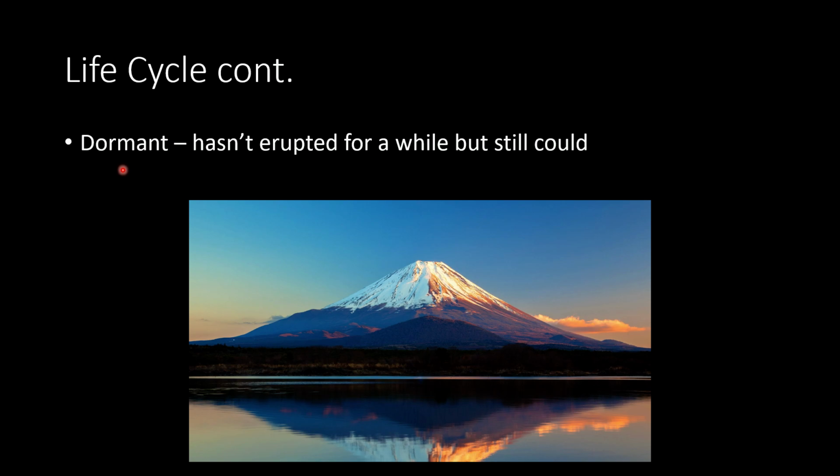A dormant volcano, on the other hand, is a volcano that hasn't erupted for a long time, but it still has an active magma chamber, so it could erupt at some point. Examples of these are Yellowstone, which hasn't erupted for about 640,000 years, so it might be due for one here pretty soon. And then Mount Fuji. Yellowstone's a supervolcano, and then Mount Fuji is just a regular old stratovolcano that is in Japan.